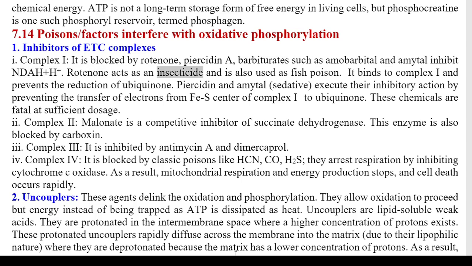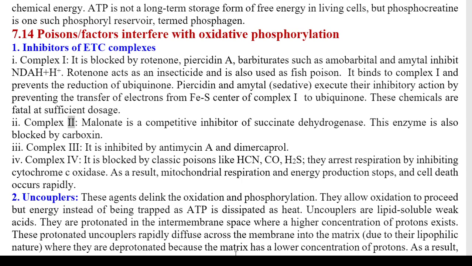Rotenone acts as an insecticide and is also used as a fish poison. It binds to complex I and prevents the reduction of ubiquinone. Piericidin and amytal, a sedative, execute their inhibitory action by preventing the transfer of electrons from the Fe-S center of complex I to ubiquinone. These chemicals are fatal at sufficient dosage.